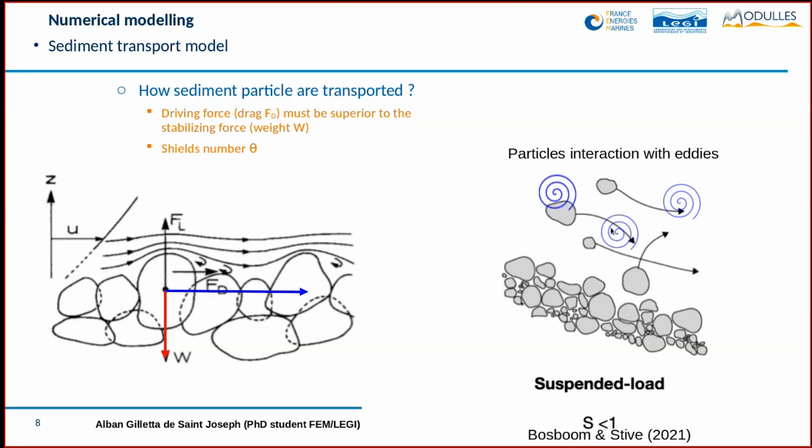Then there is a different mode of transport called suspended load. It's when the particle begins to saltate, that is to say, jump and go into the water column, and interact with the turbulent eddies that are produced in the flow when you have a highly turbulent flow.